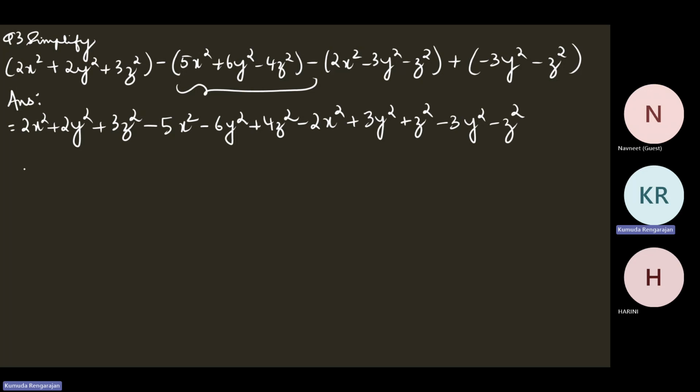Okay, next, Harini. Group the like terms. How many x square terms are there? 2x squared, then? Ma'am, minus 5x square, ma'am. Okay, then? Minus 2x square, ma'am. Okay, very good. Navneet, plus 2y squared. Find all the y square terms. Ma'am, minus 6y square. Okay. Plus 3y square.